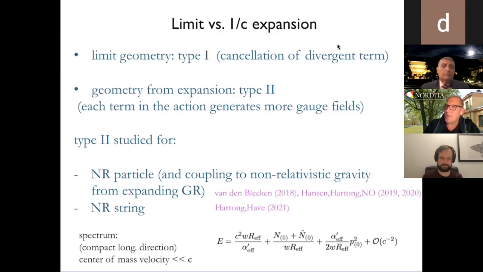Now, this talk was about type 1, but at the end I would just want to make some remarks about type 2, what sort of overview you get when you do an expansion and not a limit. Actually, for the particle and also its coupling to non-relativistic gravity, this was done in some earlier papers here. And for the string, in particular, a recent paper appeared.